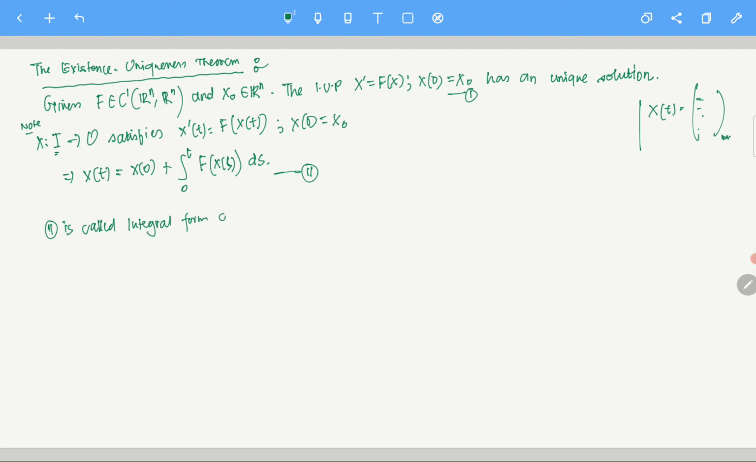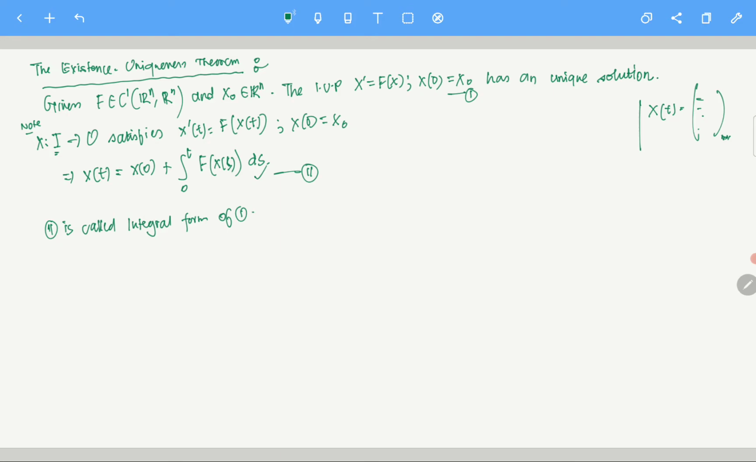Now you do realize that this can also go the other way. If there is an x which satisfies 2, then that x will also satisfy 1, and if there is an x which satisfies 1, it satisfies 2. So essentially, these two, 1 and 2, are equivalent statements. Just one is in terms of a derivative and the other is in terms of an integral.